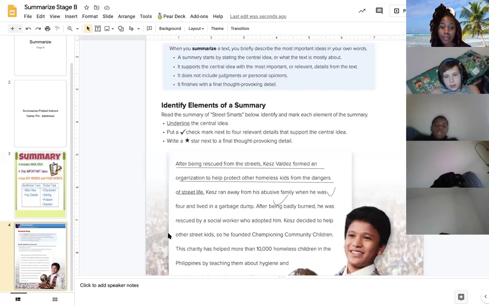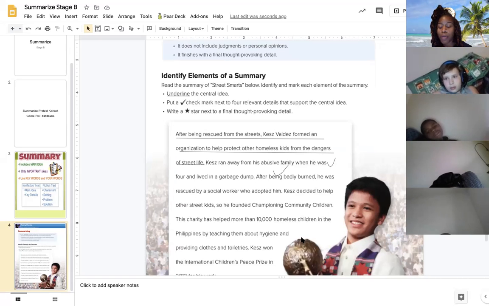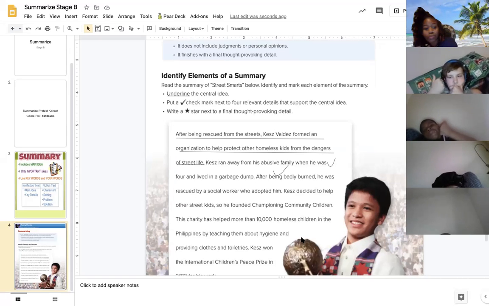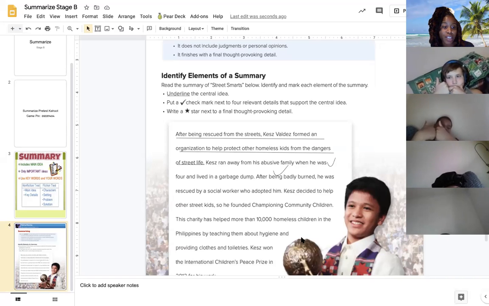Kez started to help other street kids, so he founded Championing Community Children. Thumbs up if you think that's an important detail. Thumbs down if you think it's unimportant. Ben and Aaliyah, I need you guys to respond. This is not for me, this is for you. If you're just sitting there not responding, you're not going to understand how to do this.